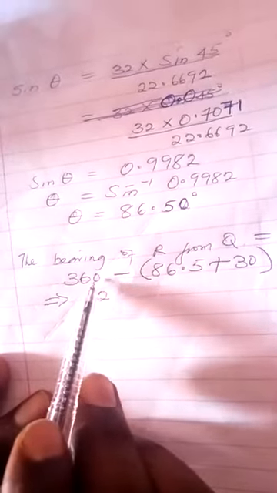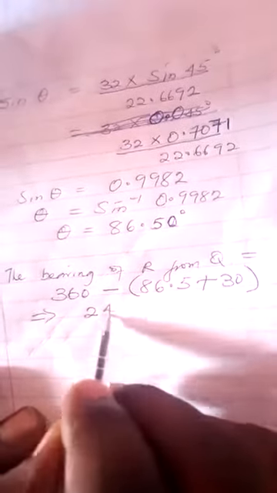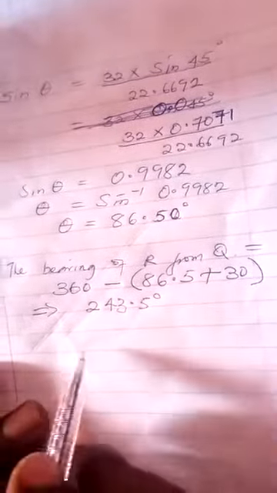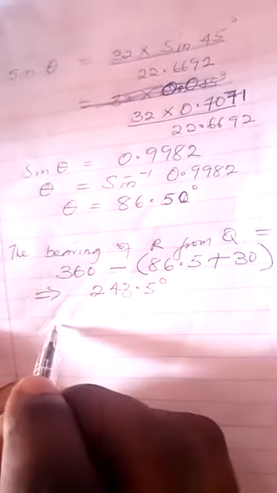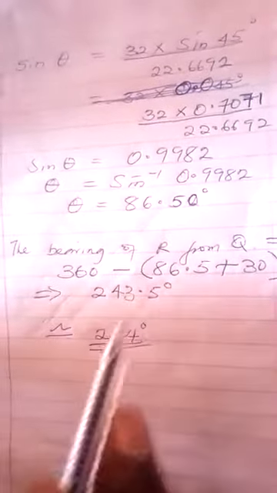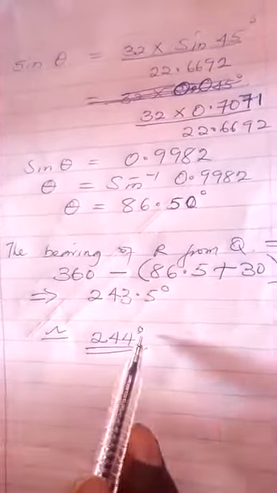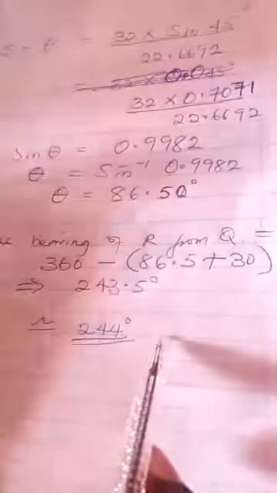Now, here we have it. 360 minus 86.5 plus 30 degrees. Now this will give us 243.5 degrees. But the instruction is we should correct our answer to the nearest degree, which is approximated to 244 degrees. So the bearing of R from Q is 244 degrees. So let us take note of that.